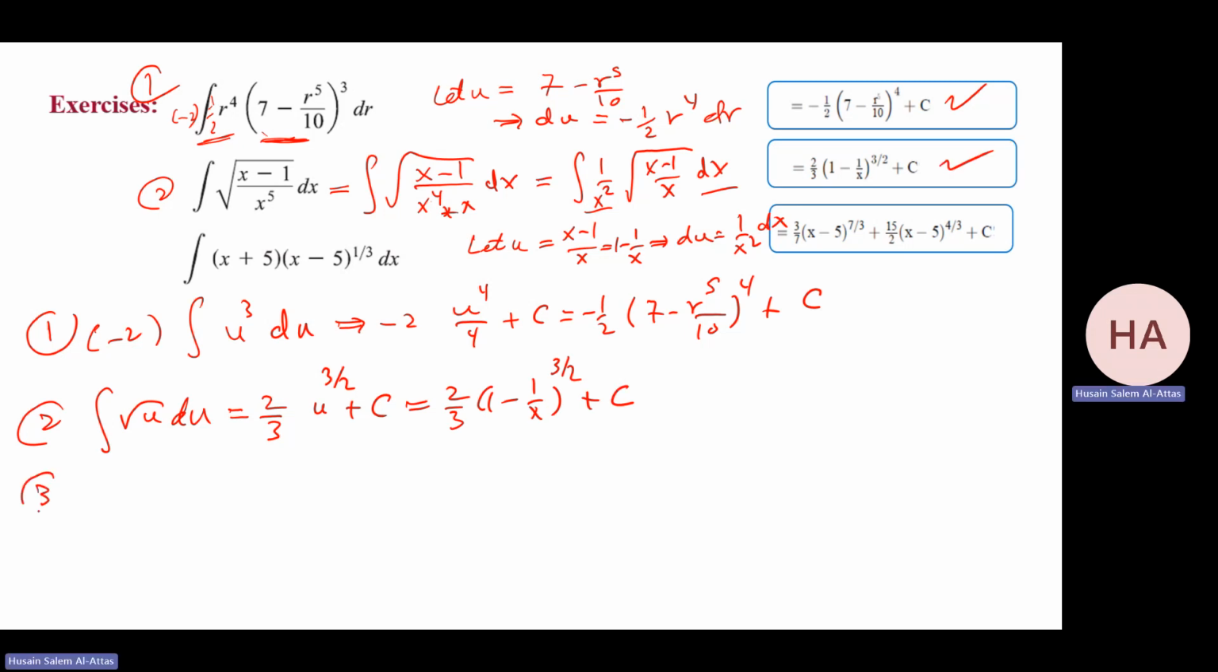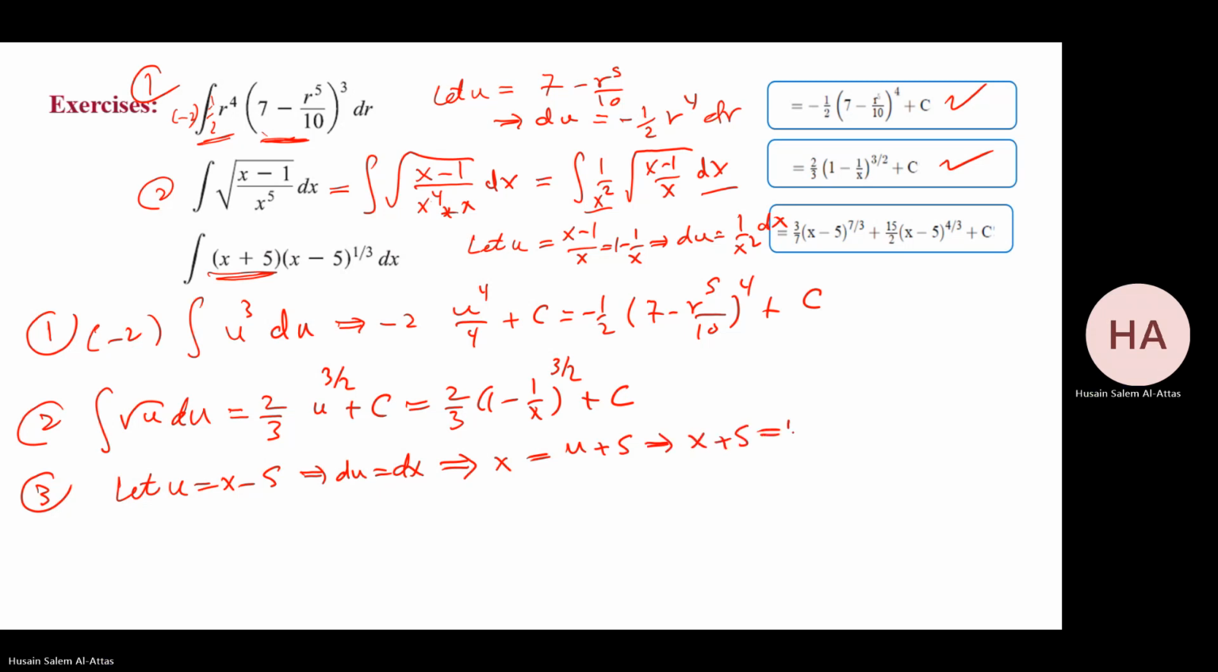Okay, now we'll come to this number 3. Very clear to me, I will let u equal x minus 5, but be careful. I have du equal dx, but I also need to find x. x will be u plus 5. So x plus 5 will be u plus 10. These are the substitutions which I will use.